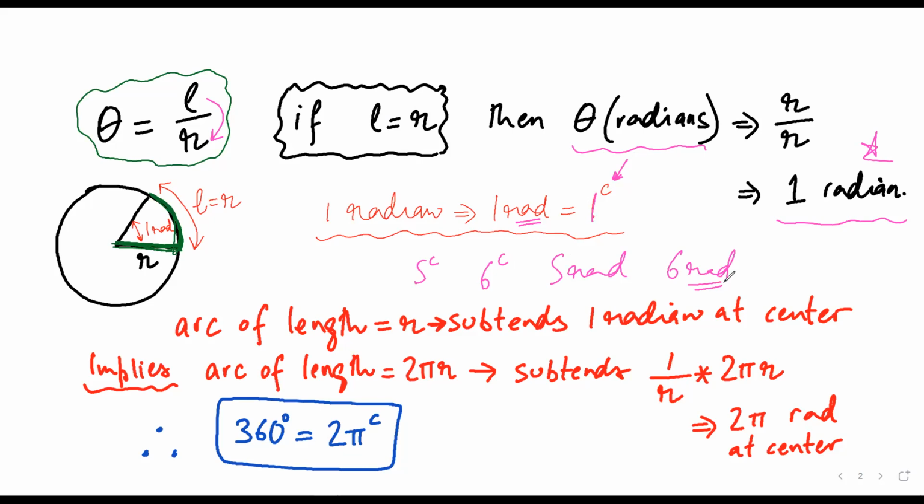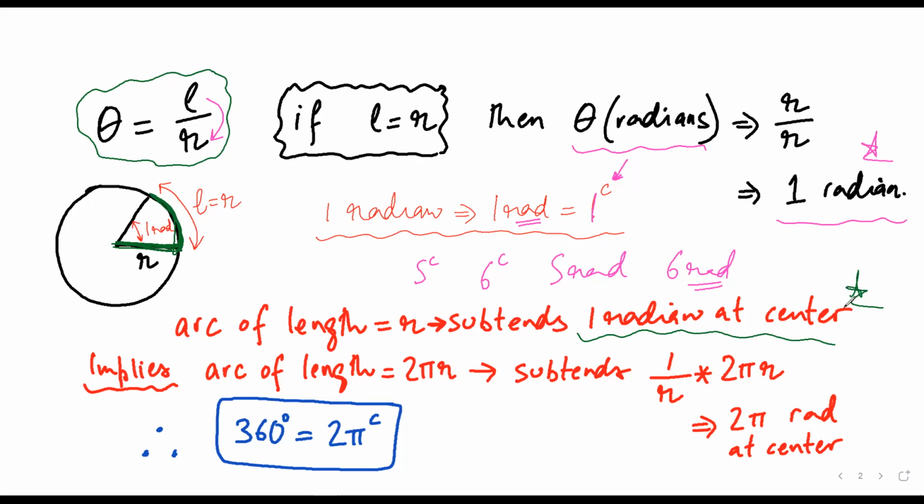Okay. Now, what we have understood is that if the arc is of the length which is equal to the radius of the circle of which the arc is the part, then the arc will subtend an angle of 1 radian at the center. Okay, till here.